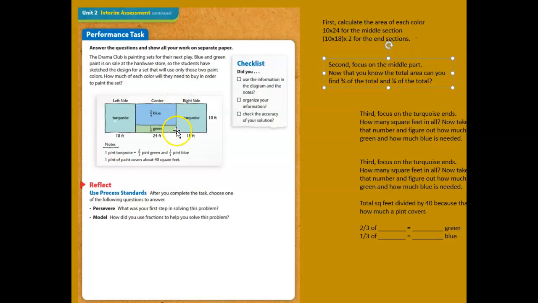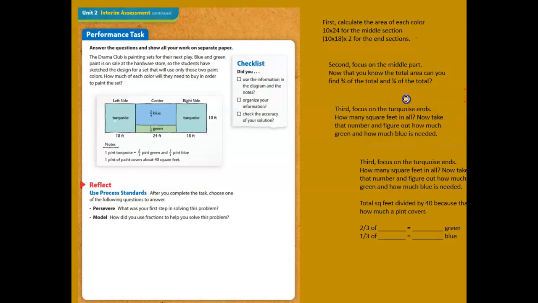So if you've got the whole thing, 24 feet by 10, and we know that length and width, so you have the length, or the width is 10, the length is 24. This is going to be 240 square feet right here. If we know that of that 240 square feet, 3/4 of it is blue and 1/4 of it is green, so figure out what is 1/4 and what is 3/4.